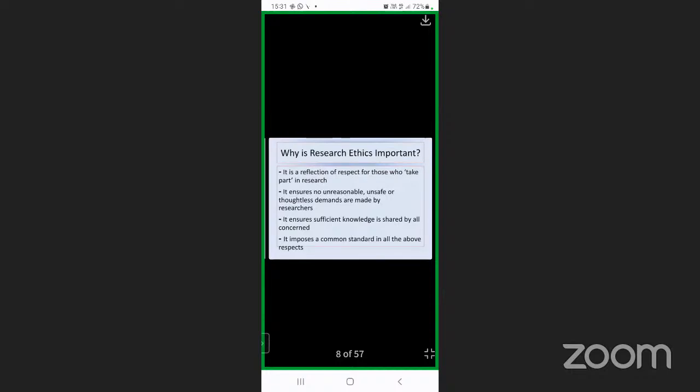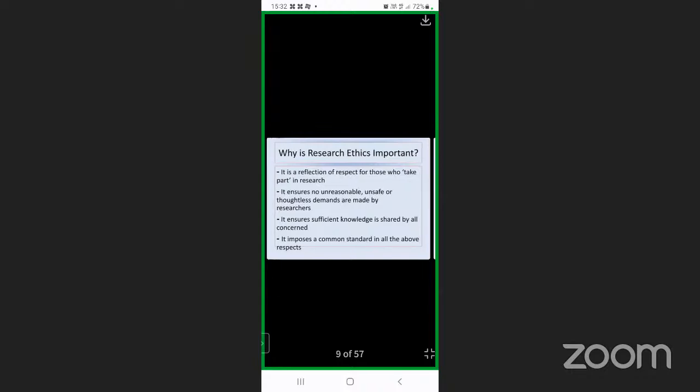Then it ensures sufficient knowledge is shared by all concerned. With these ethics, we get the knowledge, we get the different demands, and we get the proper data. Research ethics also imposes a common standard in all the above respects. To maintain all the standards, this ethics is important.